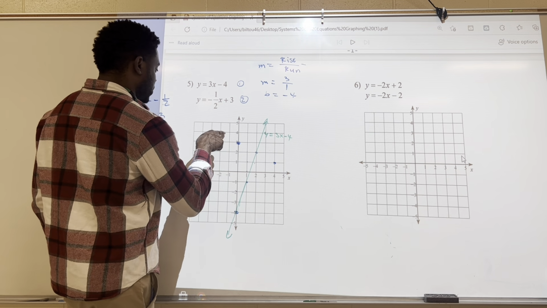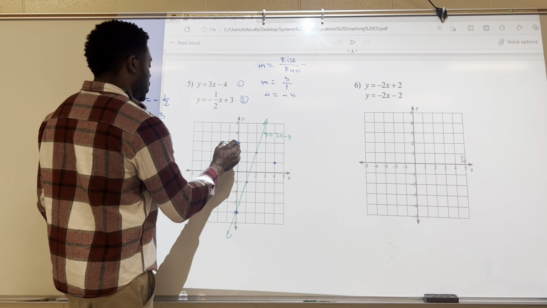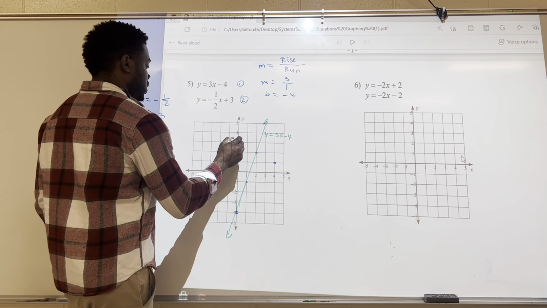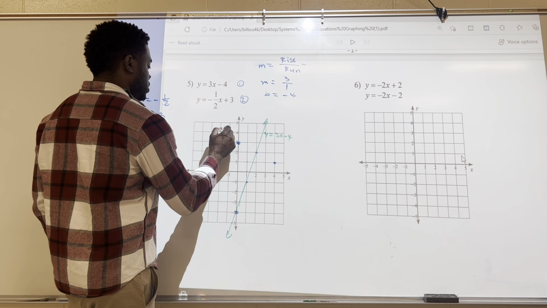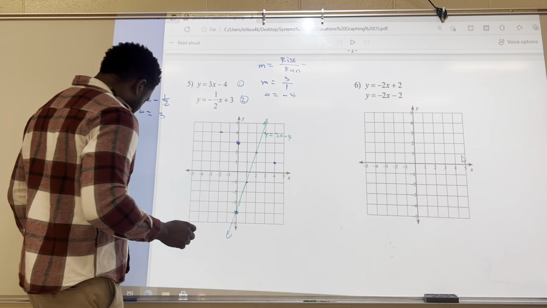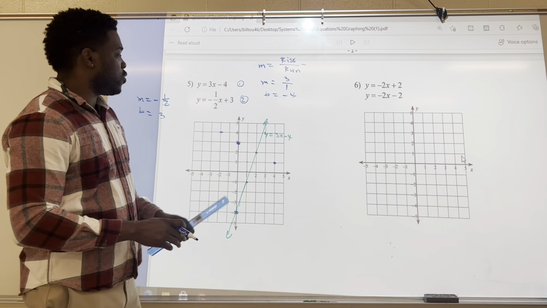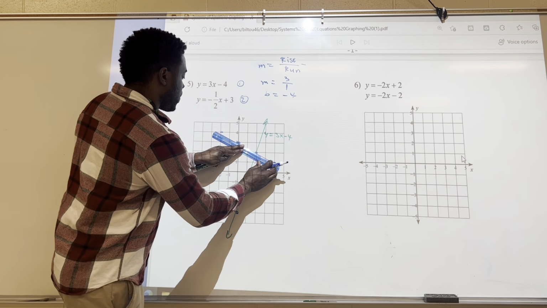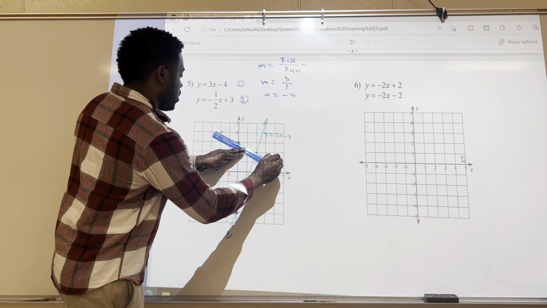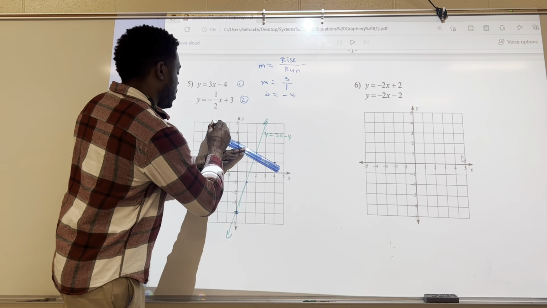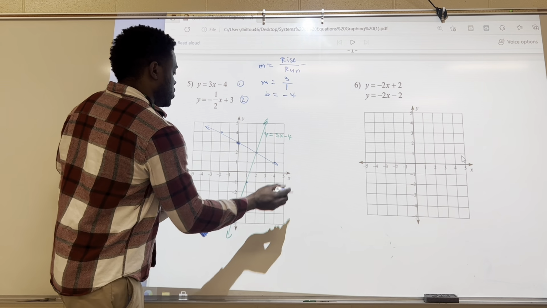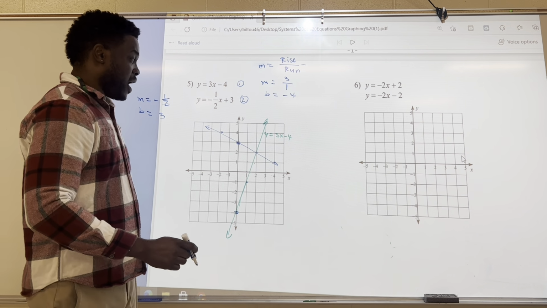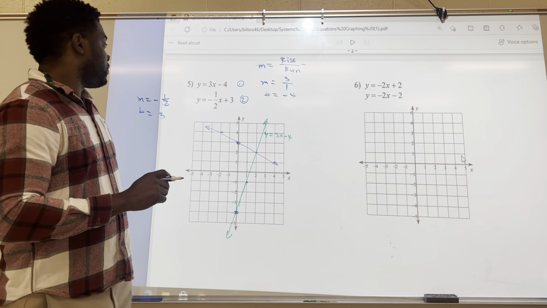Also, if I want to put some points over here, I can go up 1 and then left 2. So I'm here. Now I can go ahead and graph this. You see that we graphed both functions here.